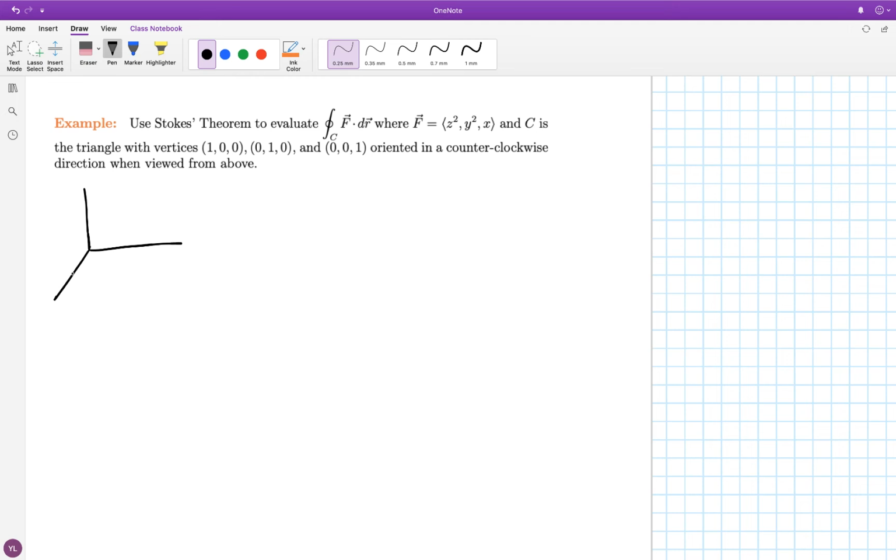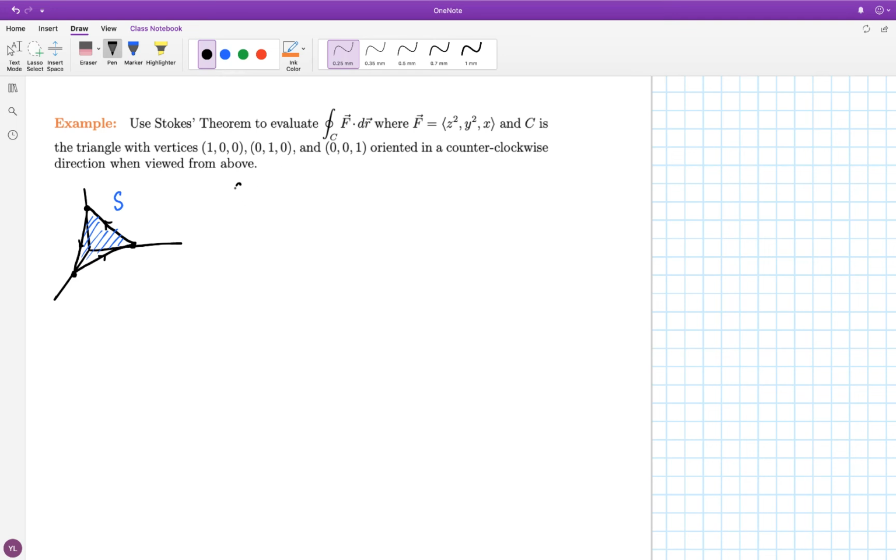So I've got 1, 0, 0, 0, 1, 0, 0, 0, 1, and the curve is a triangle oriented counterclockwise when viewed from above, so that would look like this. Okay, there are many surfaces that this triangle bounds, but most immediately a plane surface, right? So I could try and take a surface integral over this triangular S. That would be the most reasonable thing to do.